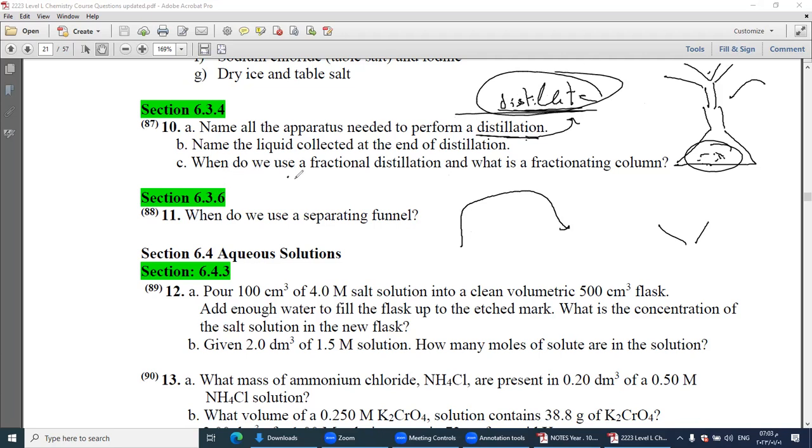Okay, when do we use fractional distillation and what is the fractionating column?